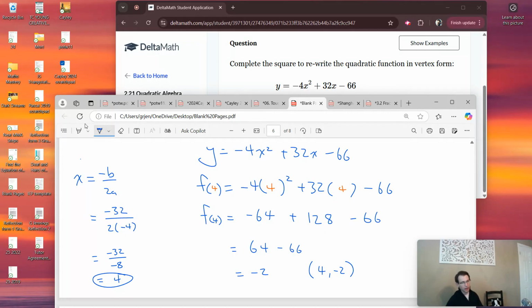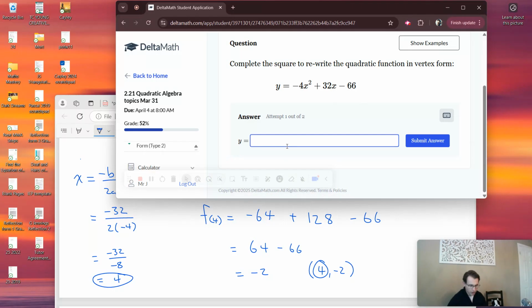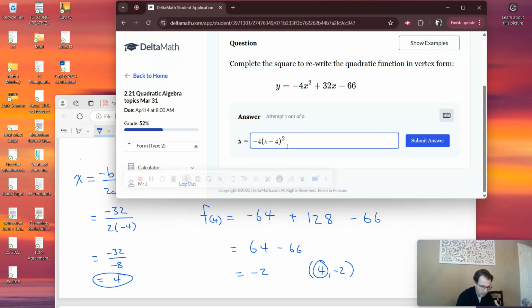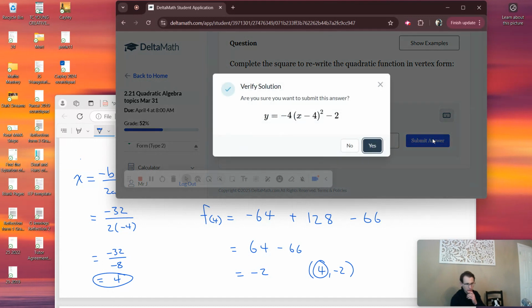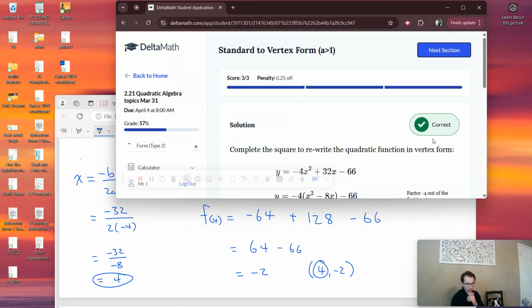And if I write this out in vertex form, then that would be y equals, the a value doesn't change, I just take that number and port it over. (x - 4), because this one's a sign flipper, squared, minus 2. y = -4(x - 4)² - 2. I think I wrote that down right. Yes, I did. Submit. There. That's how that way goes.